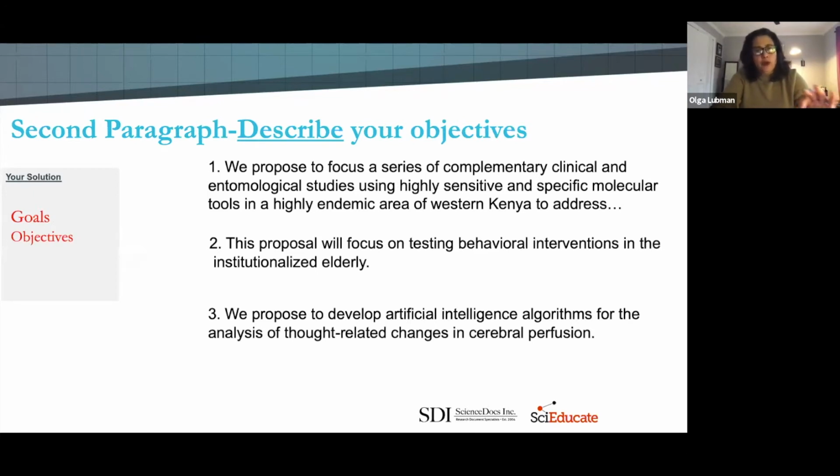A good example: we propose to focus on a series of complementary clinical and entomological studies using highly sensitive and specific molecular tools. Or, this proposal will focus on testing behavioral interventions in the institutionalized elderly. Or another alternative: we propose to develop an artificial intelligence algorithm for the analysis of thought-related changes in cerebral perfusion. So essentially, distilled down to 2 or 3 sentences, describe what your objectives are.